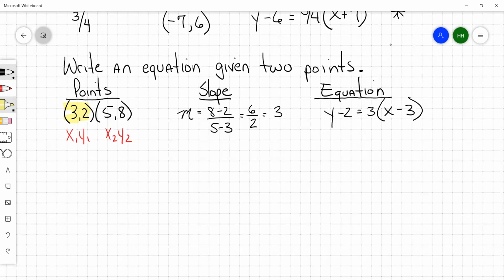So if you're just given the points, find the slope first, and then write the equation. Going to do one more here. Given the points -5, 0, and 0, 7.